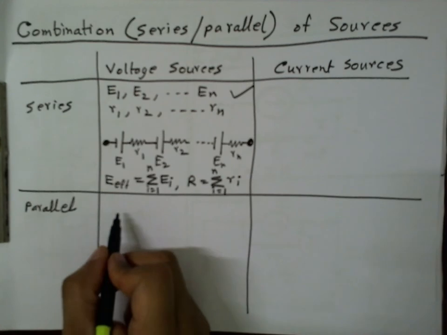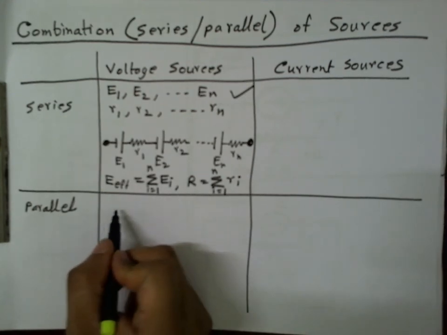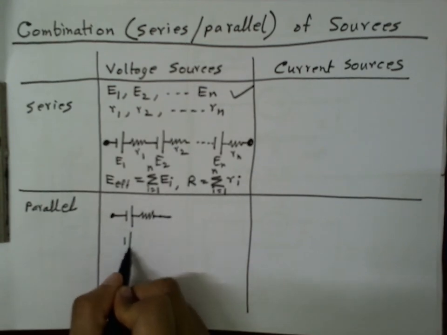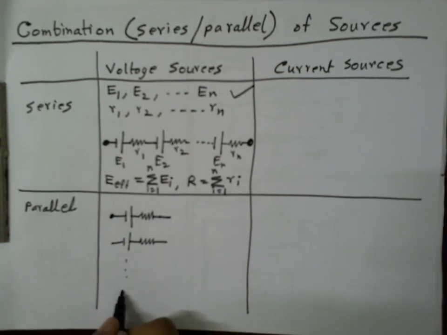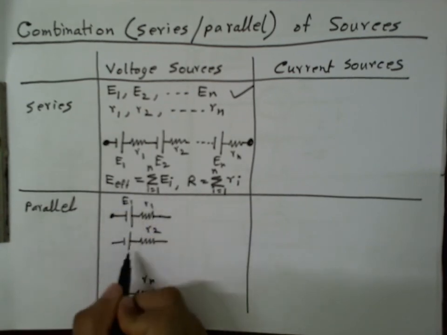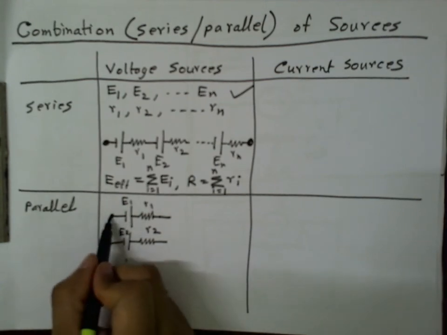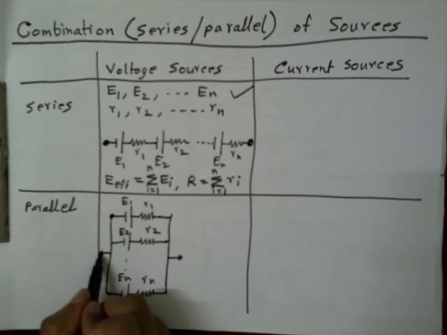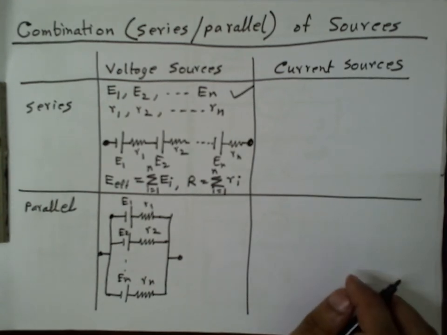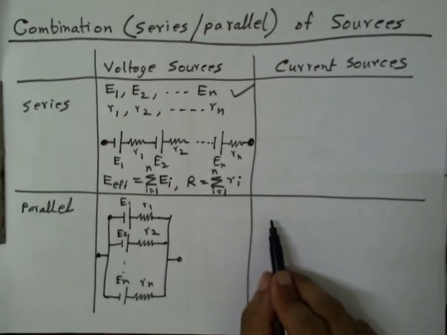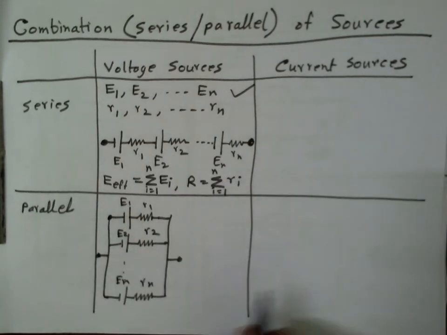Now let's consider a slightly more difficult question, which is what happens if I connect them in parallel. So this is E1, R1, E2, R2, and so on up to En and Rn. So R1, R2, Rn, E1, E2, En, all connected in parallel. So what will be the effective EMF across this? That's the question. We'll come to these answers shortly, but before that let's consider a parallel combination of current sources.